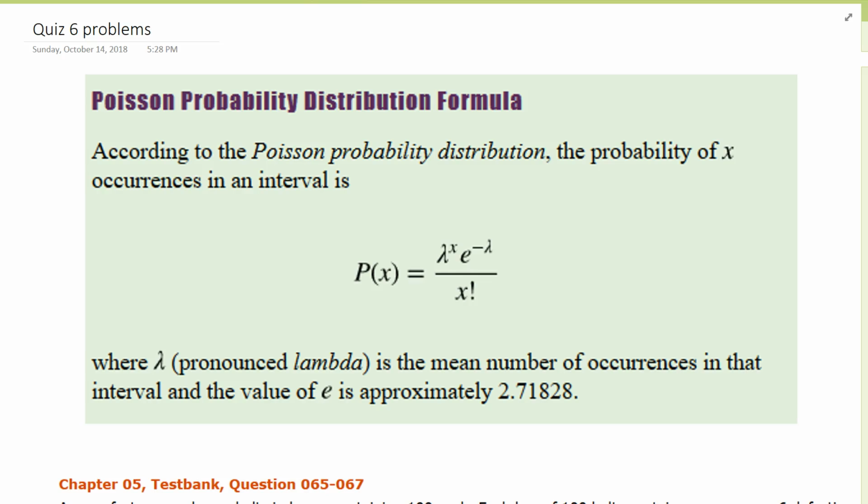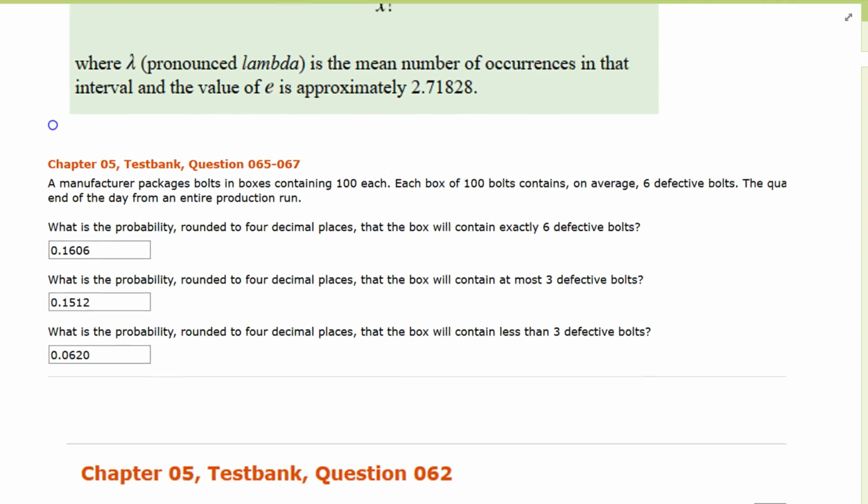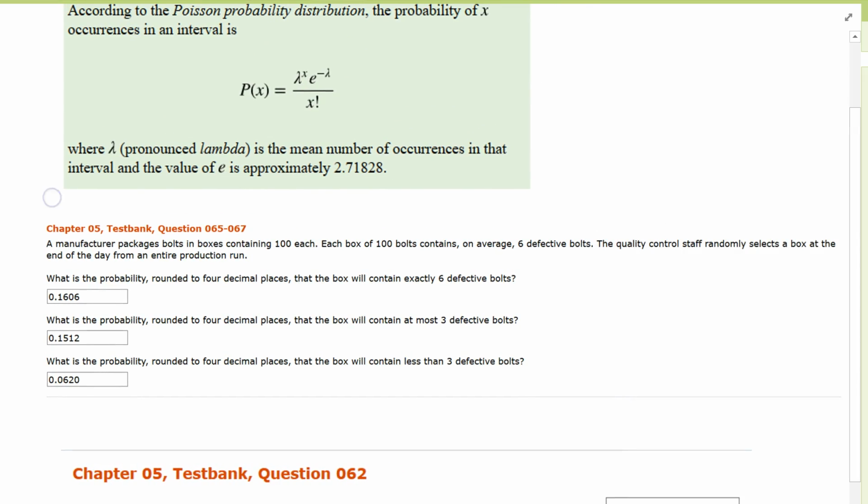In this video, we're going to go over the two Poisson probability distribution problems from the quiz, quiz 6. So here we're applying this formula, and e is the constant. Most calculators have an e button. If not, there's a table in the back of the book where you can look up what e to the -1, -2, -3, and so forth values are.